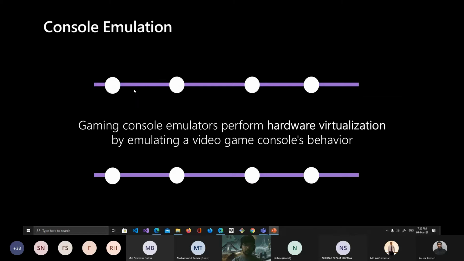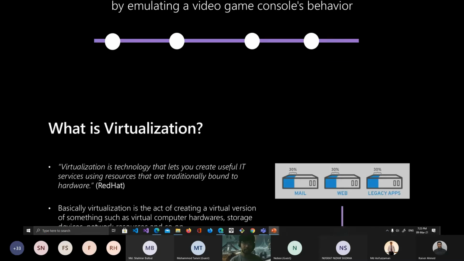Here we can already see that gaming console emulators perform hardware virtualization by emulating a video game console's behavior. So here comes the term hardware virtualization and emulation. We are already understanding that this emulation topic is related to virtualization, and I will be talking a lot about these virtualization steps. This was just a case study, an example to get you started with the idea of virtualization. So let's get into the main topics.